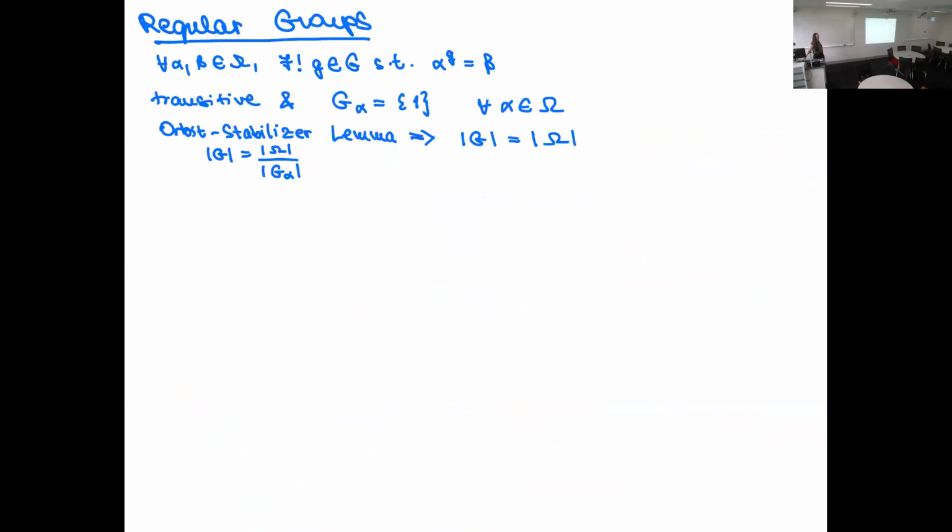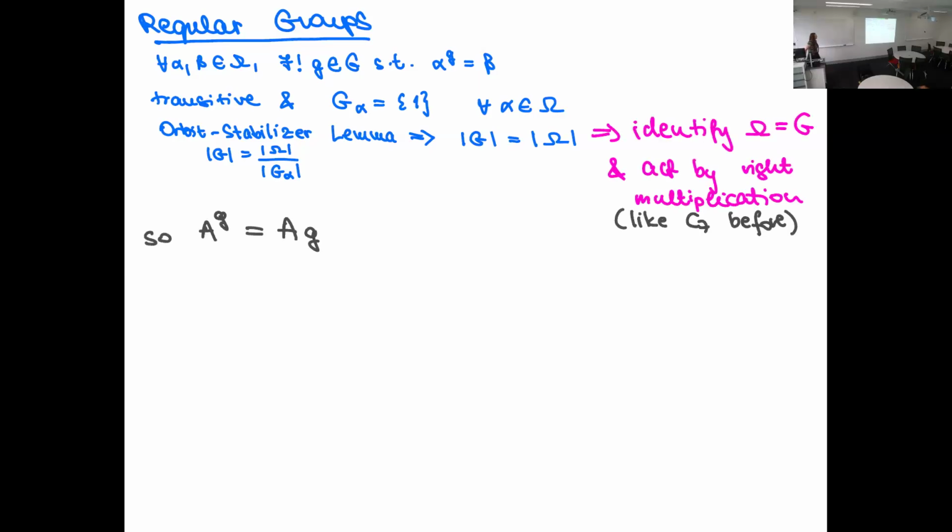Okay, so we can find more results for regular groups in general. Regular groups are just going to be these groups that act on themselves by right multiplication. And then the point stabilizer is just going to be the identity for all of them. And in this case, A to the G will just be A multiplied on the right by G, because the action of G will just be on the right.